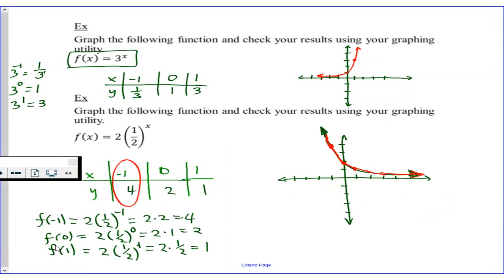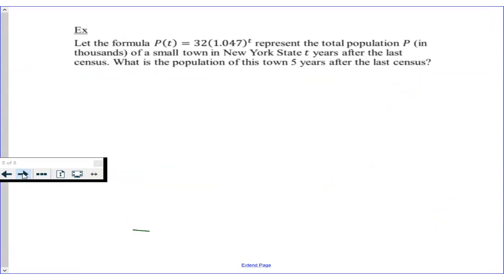Okay, now I have one more application problem. I'll give you 5 or 6 minutes to work on the application problem. Then we'll talk about it at the end, and that'll be the end of the lesson. So the application problem: the population of a certain city or country is represented by a function P(t), where t is time in years, is 32 times 1.047 to the power of t.